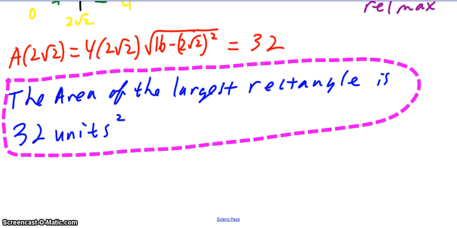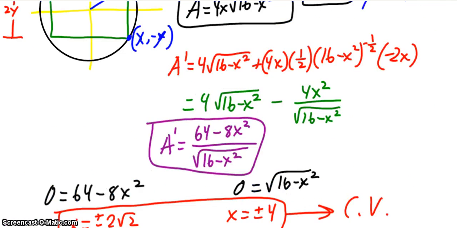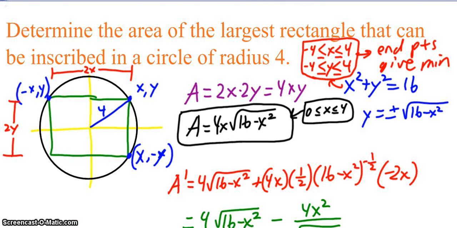Okay, so the area of the largest rectangle is 32 units squared. Now, how do we come up with that? Well, first I drew a circle around the origin. I did that so that I have an equation of my circle. You can draw your circle anywhere. I just chose to use the origin because I think it makes the problem easier.